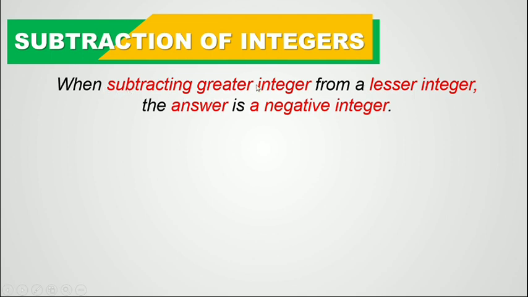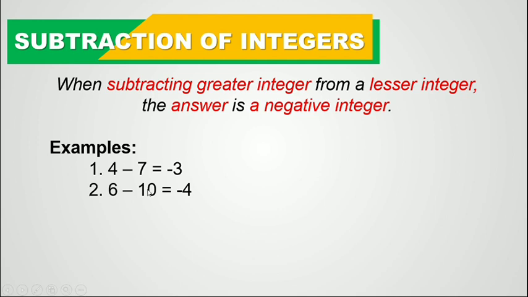When subtracting a greater integer from a lesser integer, the answer is a negative integer. For example, 4 minus 7. 4 is a lesser integer, subtracted by 7, which is a greater integer. So 4 minus 7 is negative 3. The answer is negative whenever a smaller number is subtracted by a bigger one. Now, 6 minus 10 is negative 4. Reverse it, 10 minus 6 is 4.